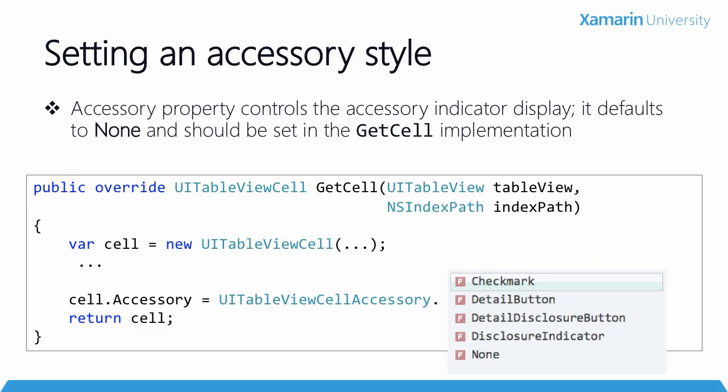You generally want to set the accessory type in your getCell implementation. When you create the cell, you can indicate the type of accessory view to display by setting the accessory property to one of the known enumerations. Each row can be different, determined completely by some runtime information, or more often by the internal data that's used to populate the cell.